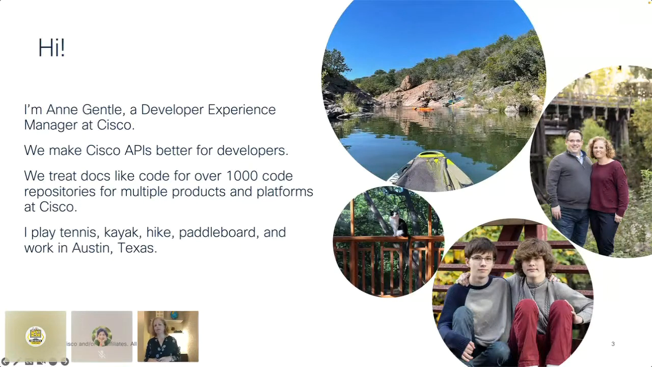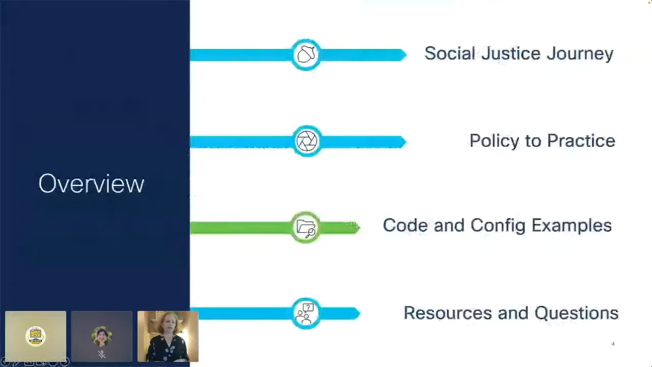So this is just an overview of what we're going to talk about today: a little bit about the social justice journey at Cisco, how we can go from policy to practice with some of the examples, and then code and config examples using some of the practical tools, and then resources, and happy to answer questions in the time left.